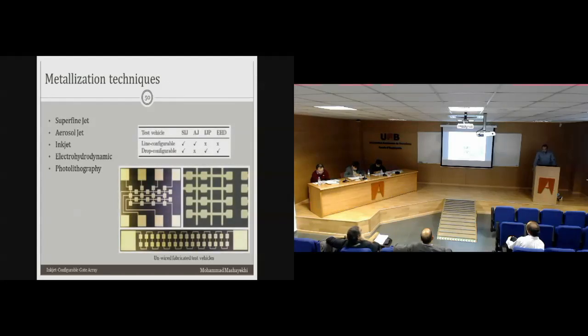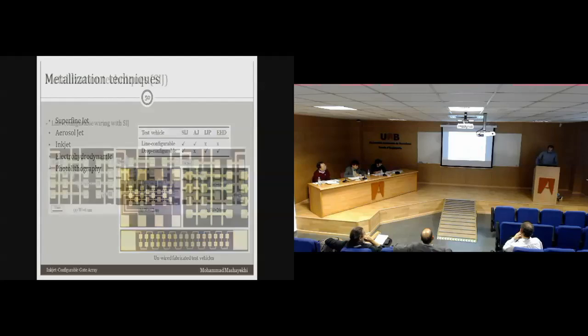So this is a table of which techniques are used for line configurable and drop configurable test vehicles, and those are the unwired fabricated test vehicles. Drop configurable wire test vehicles, line configurable wire test vehicles, and wire chain. This one consists of 32 wires.